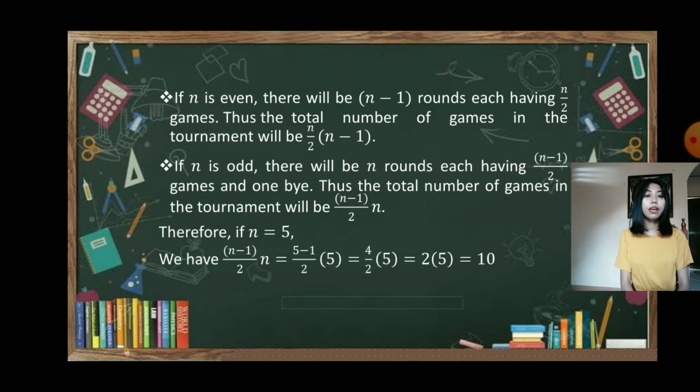Therefore, if n equals 5, which is an odd number, we have n minus 1 over 2 times n. Substituting n by 5, we get 5 minus 1 over 2 times 5, which is 4 over 2 times 5, or 2 times 5 equals 10. Therefore, the total number of games in the tournament is 10.